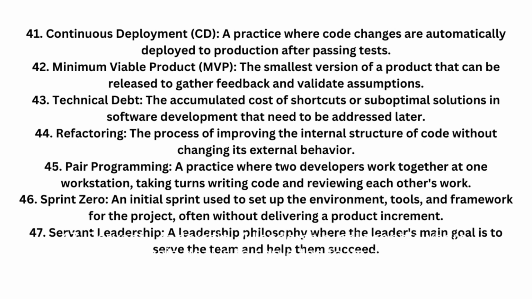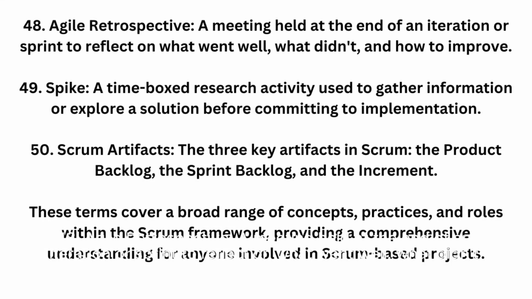47. Servant leadership, a leadership philosophy where the leader's main goal is to serve the team and help them succeed. 48. Agile Retrospective, a meeting held at the end of an iteration or sprint to reflect on what went well, what didn't, and how to improve. 49. Spike, a time-boxed research activity used to gather information or explore a solution before committing to implementation. 50. Scrum Artifacts, the 3 key artifacts in Scrum: the product backlog, the sprint backlog, and the increment.